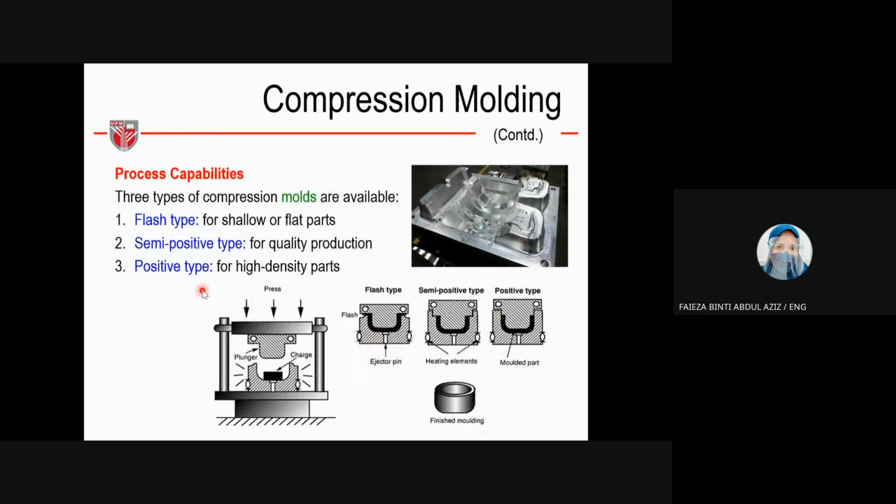Okay, the process capabilities for compression molding: three types of compression molds are available. First is the flash type, for shallow or flat parts. So we can see that we have the flash here, and after this, we need to remove the flash. The second one is the semi-positive type for quality production. Okay, and the third one is the positive type for high density parts.